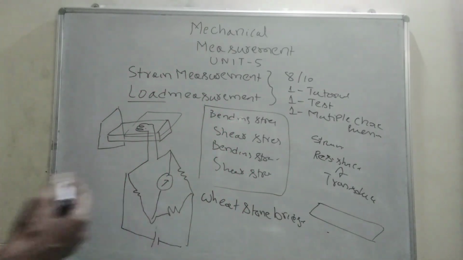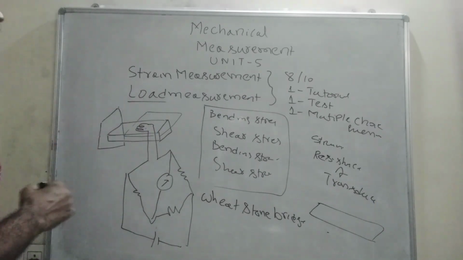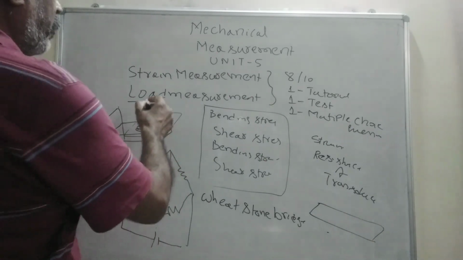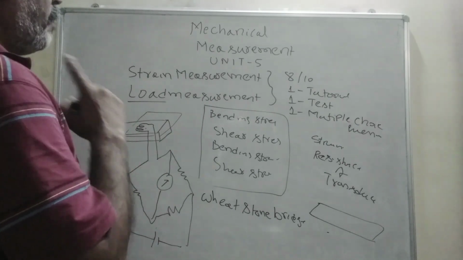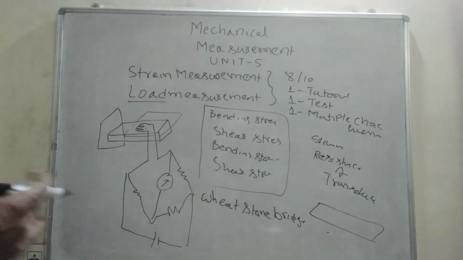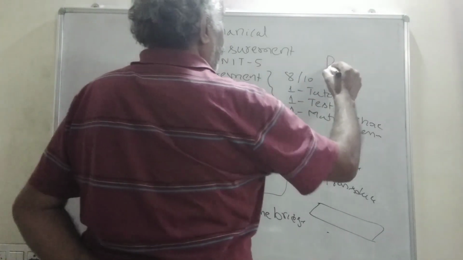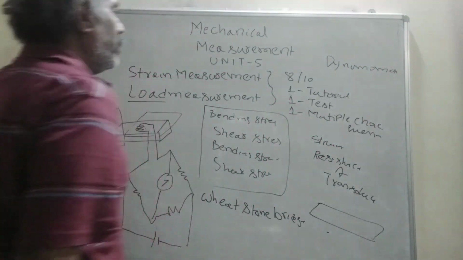And the load cells are there. The piezoelectric load cells will be there, which you can also use to measure the electrical signals, and the smart materials that will be in use. And the other thing is dynamometers, like the speed and the load coming on the dynamometer, you can explain in this unit number 5.